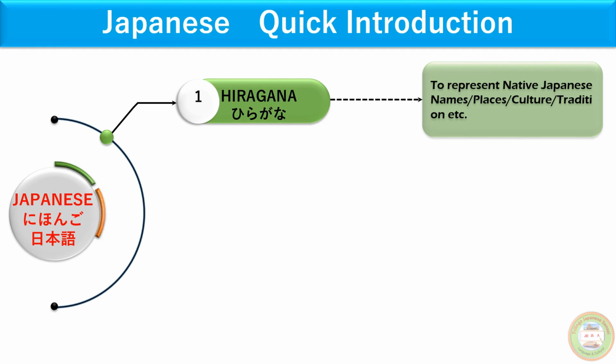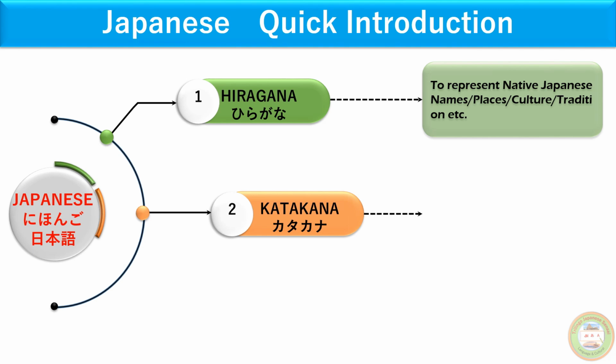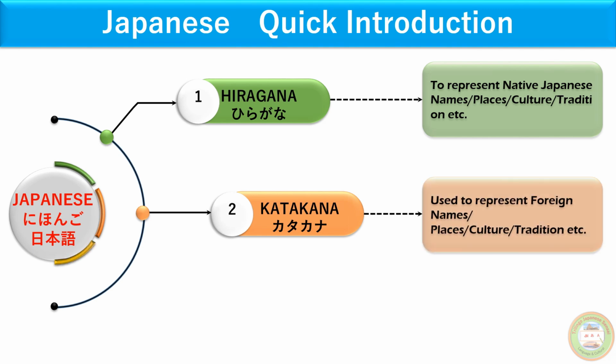Next, Katakana, another syllabary. It also represents a sound, not a meaning. Mostly, Katakana characters are used to represent foreign names, places, culture, tradition, etc.